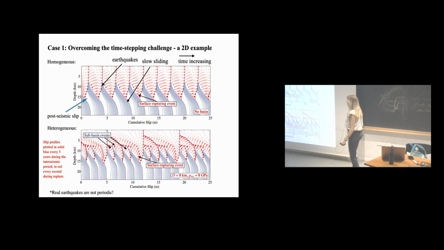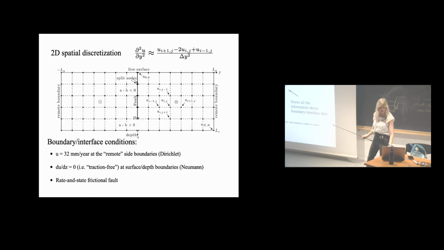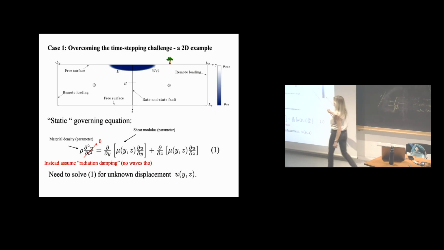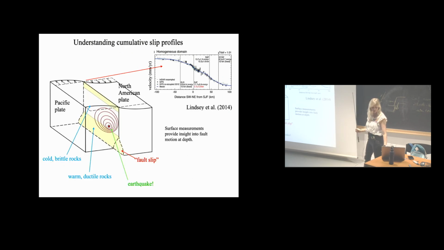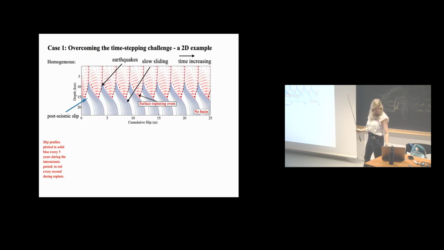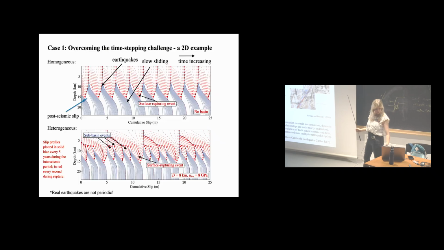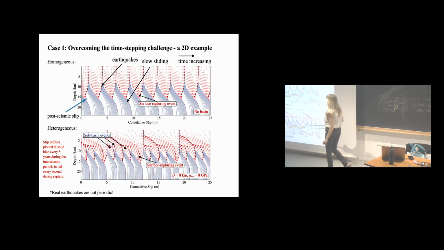If you add a sedimentary basin, so if I go back here to my schematic and look at a sedimentary basin of depth D and width W over here, we want to understand how material heterogeneities affect that earthquake cycle. So what you get is, I'm looking at a basin depth of 8 kilometers. So the basin depth is around right there.